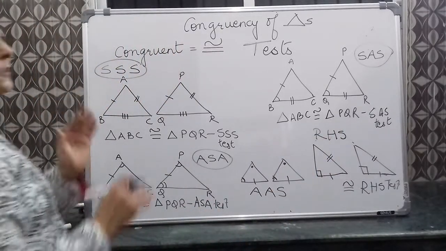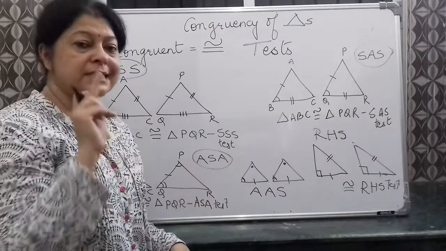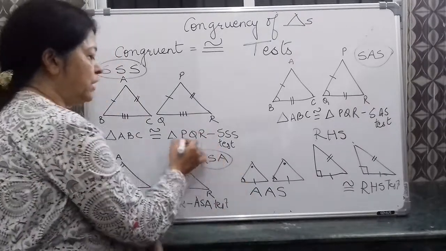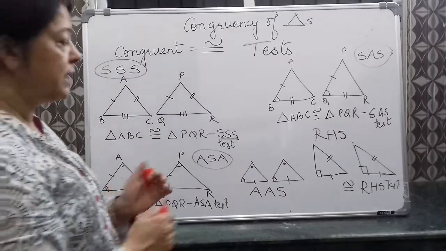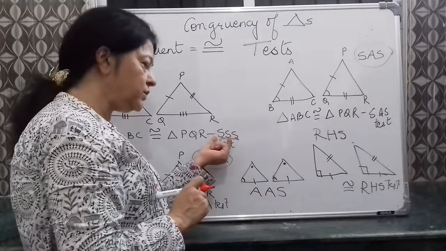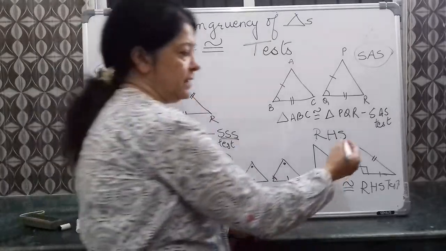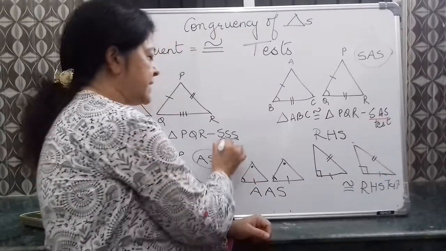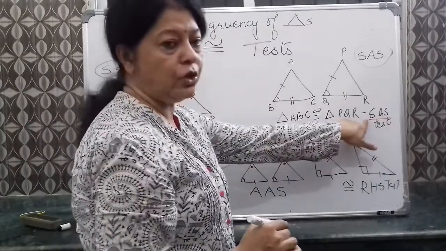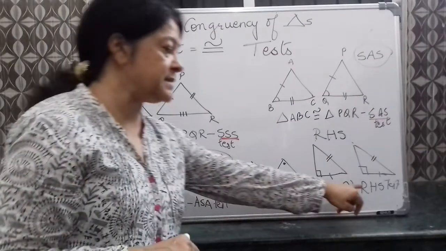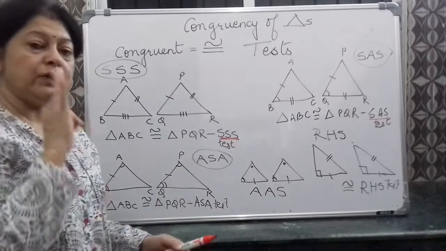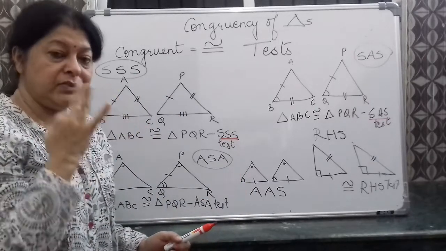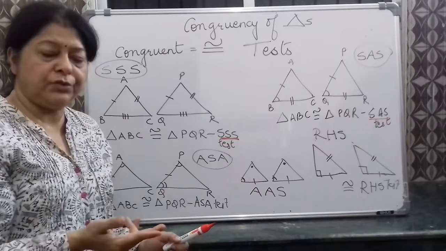Now children, as you can see here, out of the 6 elements, we are talking only about any three elements. That is, we are talking about either SSS, meaning only three sides. We are not talking about the three angles. Similarly, I am talking about only SAS, not talking about the remaining two angles and one more side. ASA, AAS, RHS, means in every congruency test over here, we are talking only about three elements. What about the remaining three?